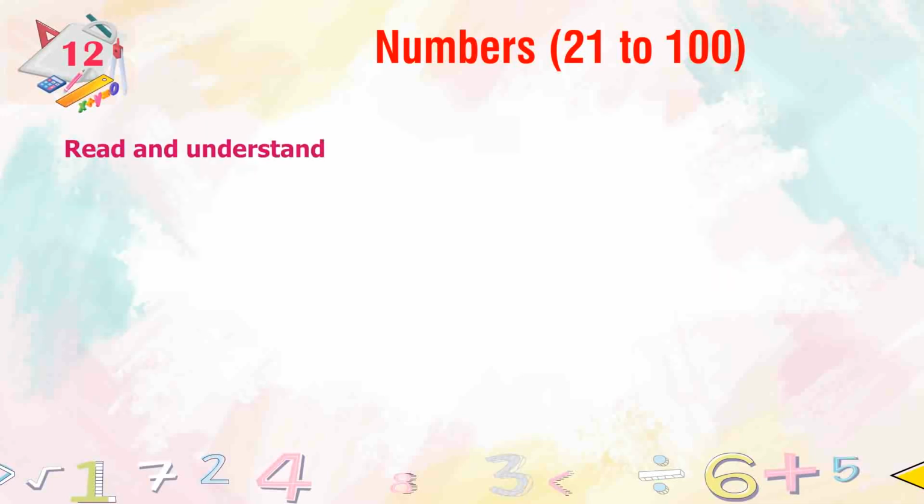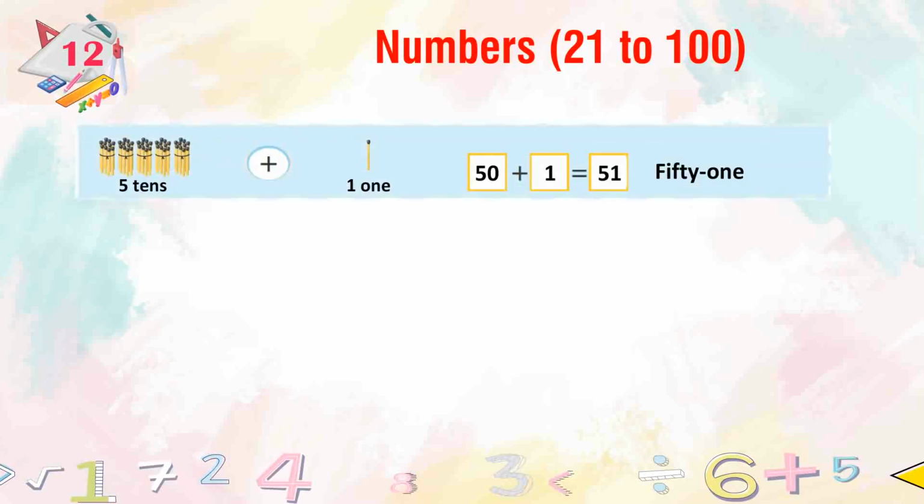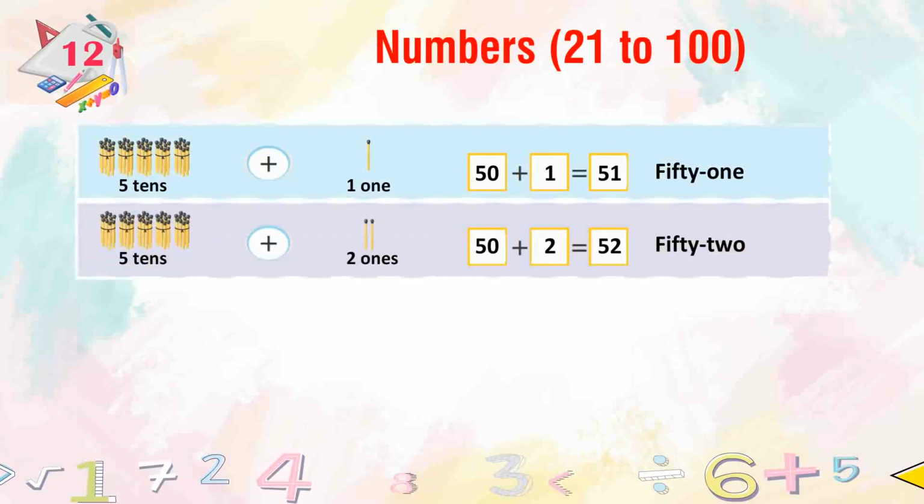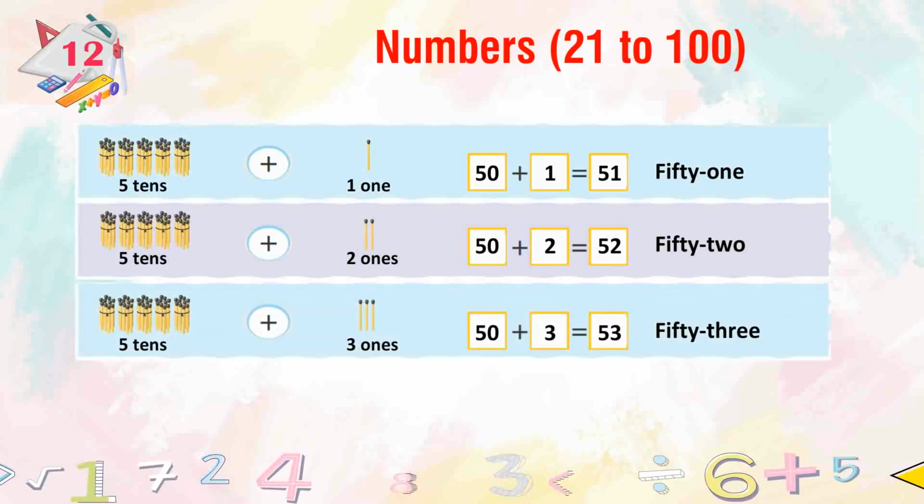Read and understand the numbers from 51 to 60. Five tens plus 1 one, 50 plus 1 is equal to 51. Five tens plus 2 ones, 50 plus 2 is equal to 52. Five tens plus 3 ones, 50 plus 3 is equal to 53.